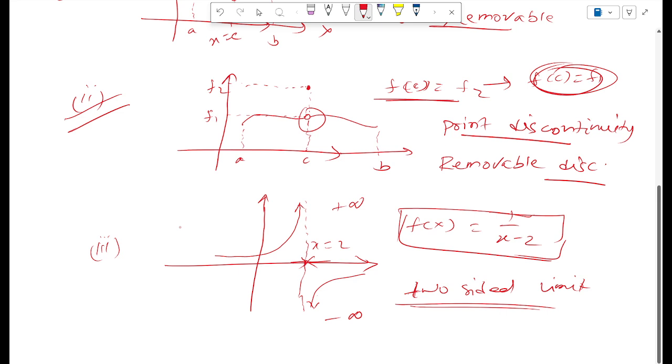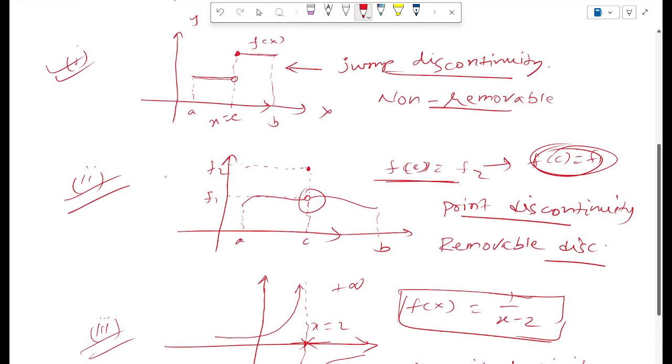So this function is discontinuous at x equal to 2, and this type of discontinuity is called infinite discontinuity. Okay.